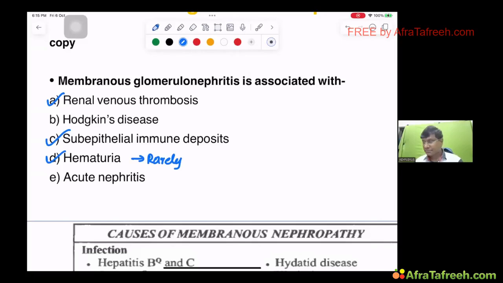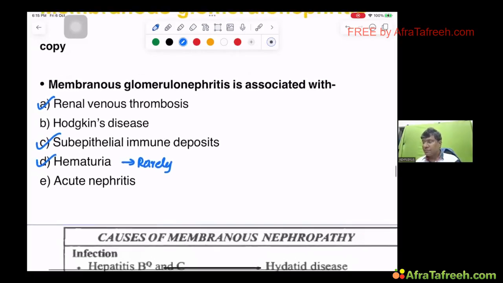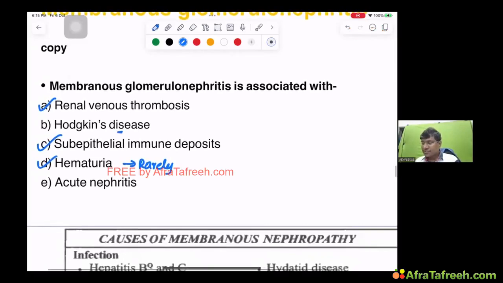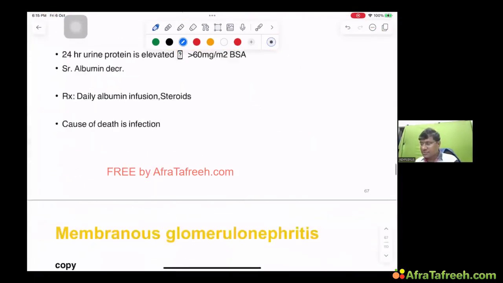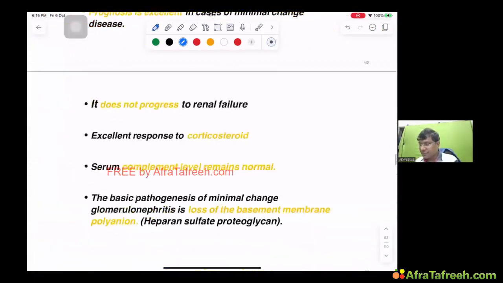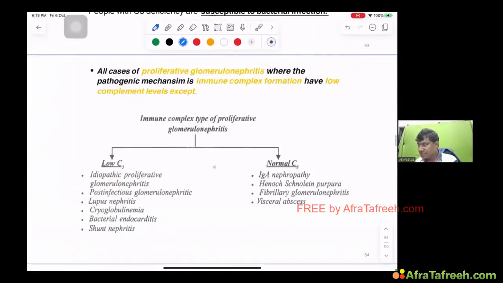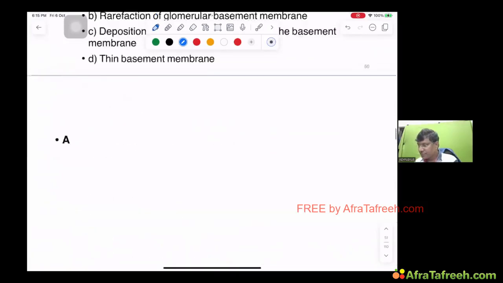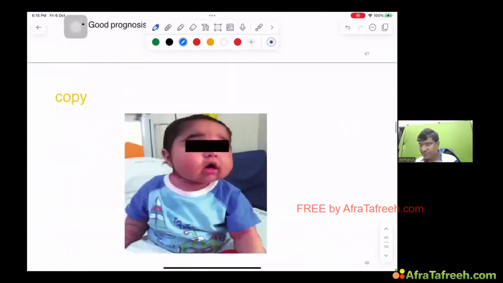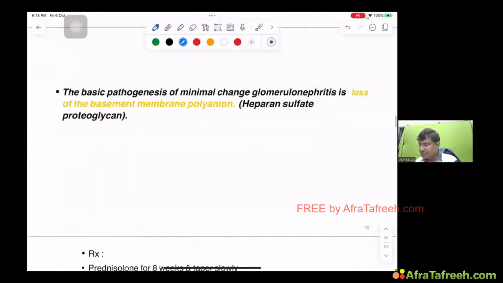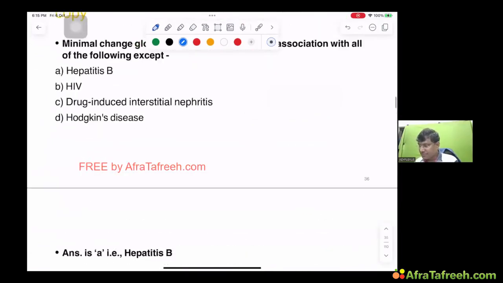Next. Hodgkin's disease is associated with which form of nephrotic syndrome? Anyone? Very good, Jacob. That is minimal change disease.